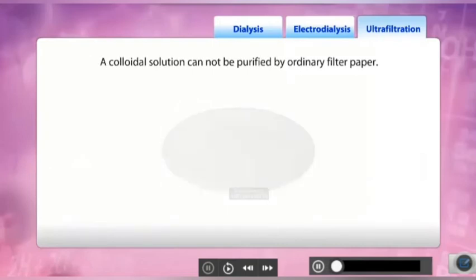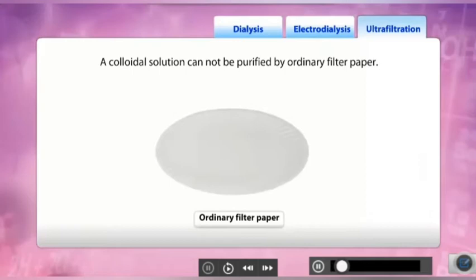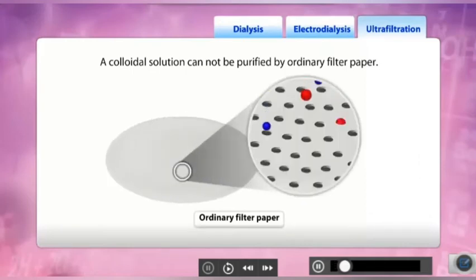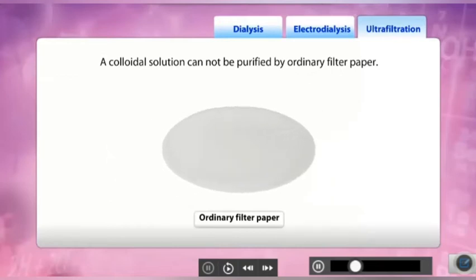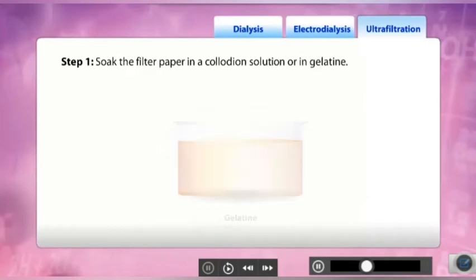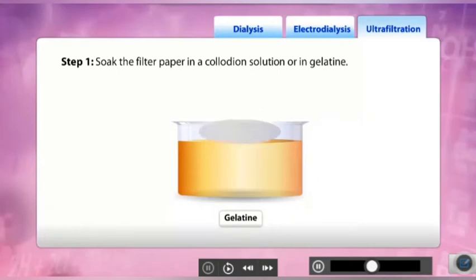A colloidal solution cannot be purified by ordinary filter paper. This is because the pores of the filter paper are large and allow the colloidal particles to pass through them. However, by reducing the size of the pores, an ordinary filter paper can be used to purify the colloidal solution. To reduce the pores, the filter paper is first soaked in a collodion solution or in gelatin.